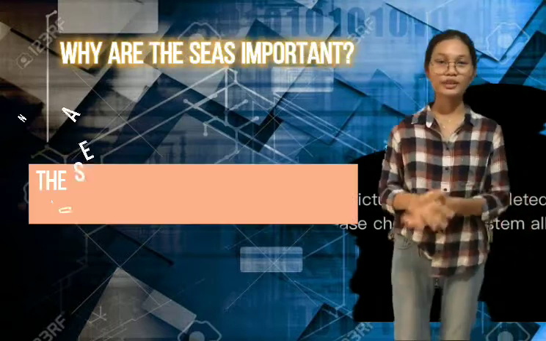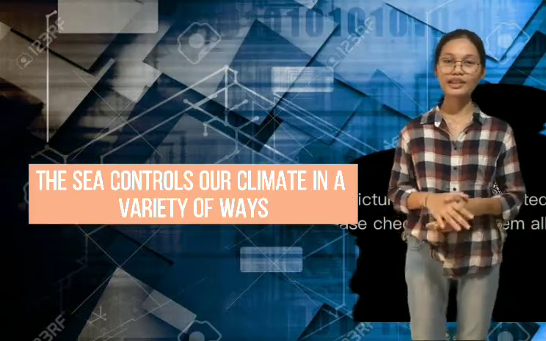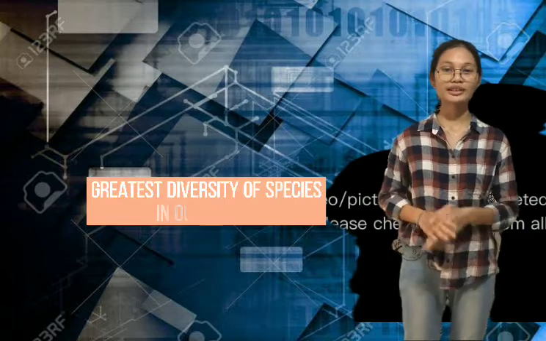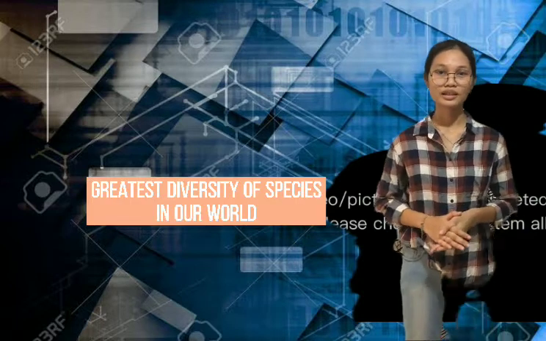Why are the seas important? The sea controls our climate in a variety of ways. It absorbs heat and moves warm water from the equator toward the poles. Without these currents, certain locations' weather will be severe and many areas will be unlivable. The sea is not only home to sea lovers, but also the greatest diversity of species in our world. It also helps us to breathe because plants that live in the sea are responsible for at least 50% of the oxygen on Earth.